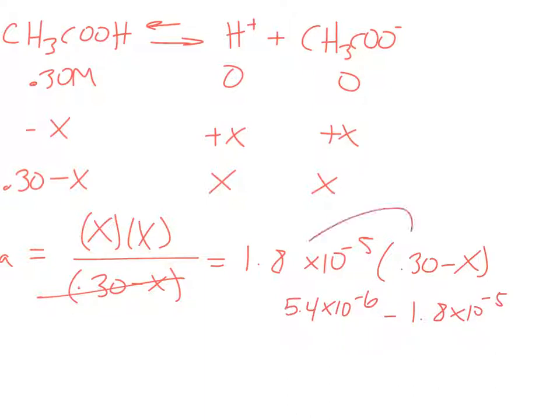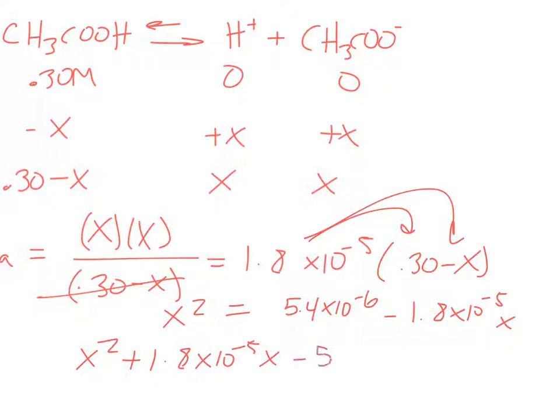If I use the distributive property and distribute this throughout the inside of the parentheses, I get 5.4 times 10 to the negative sixth minus 1.8 times 10 to the negative fifth X, and that's still equal to X times X, or X squared. So let's rearrange this so that I've got all my X's on one side: X squared plus 1.8 times 10 to the negative fifth X minus 5.4 times 10 to the negative sixth equals 0.